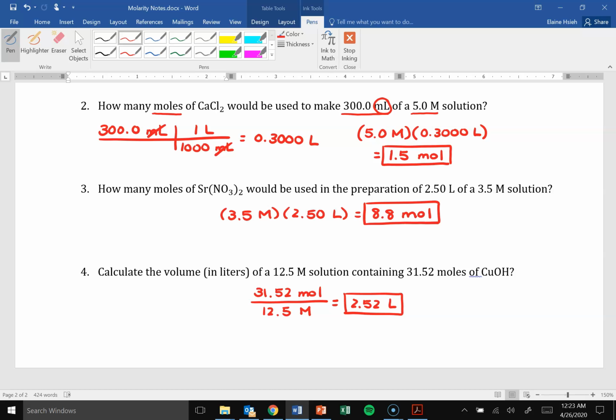And in number 4, we are looking for the liters of the solution, and we are given molarity and moles. So we're going to use the liters of solution is equal to the moles of the solute divided by the molarity equation. In this case, we do not need to convert anything, and so we just plug it into the equation. So 31.52 moles divided by 12.5 molar, and this time we're rounding to 3 sig figs in our answer, so the answer is 2.52 liters.